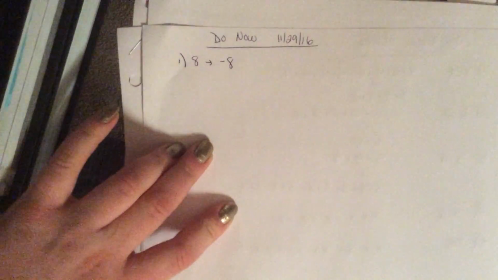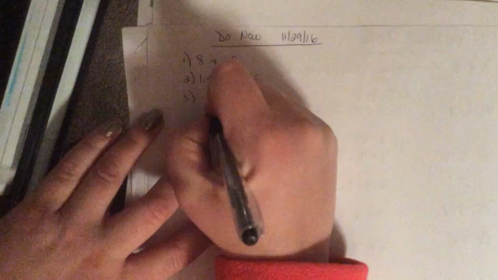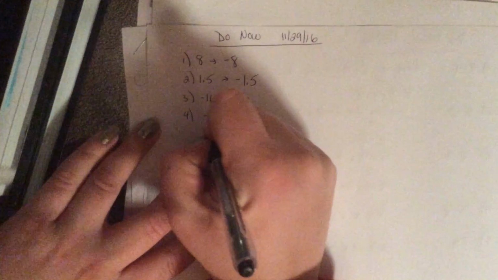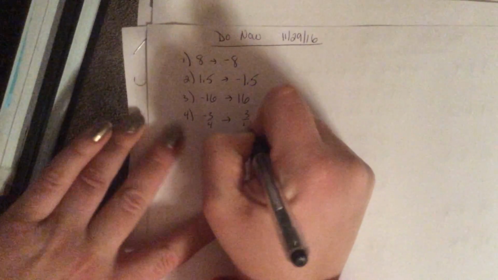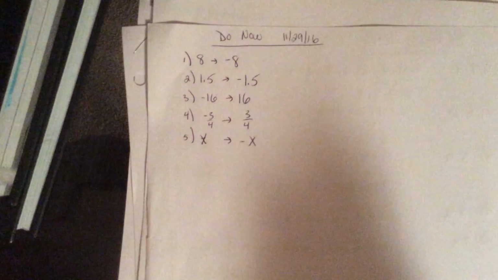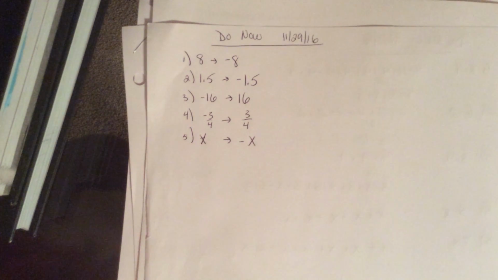So when we have 1, they gave you 8. So the additive inverse would be negative 8. 2, 1.5, additive inverse would be negative 1.5. Negative 16, additive inverse is 16. Negative 3/4, additive inverse is 3/4. Then for number 5, x, the additive inverse would be negative x. Okay? So that is just a quick review there that's going to actually help us out in our lesson today.